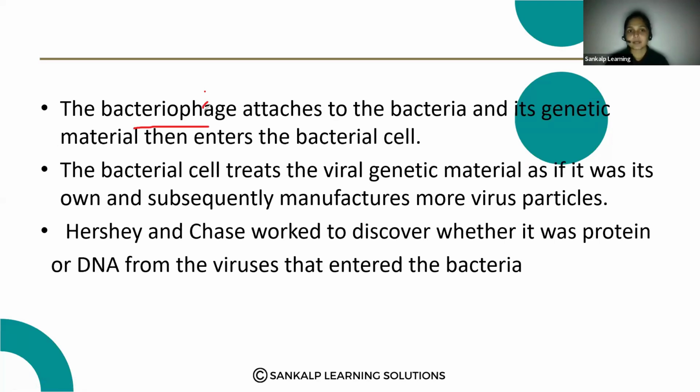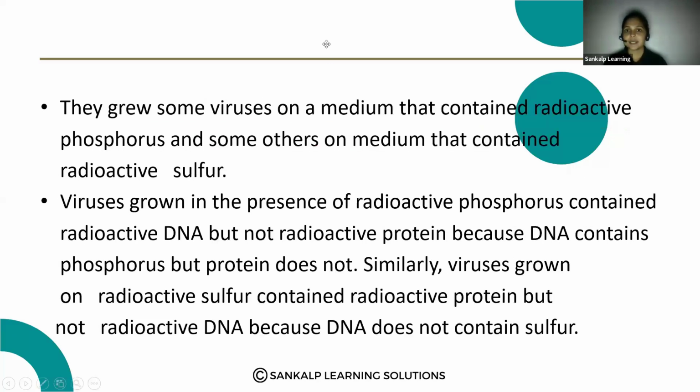The bacteriophage attaches to the bacteria and its genetic material then enters into the bacterial cell. The bacteriophage transfers its genetic material to the bacterial cell. So they use this method, and what they do is, they grow some virus in a medium that contains radioactive phosphorus, and another medium that contains radioactive sulfur. In that medium, they grow the bacteriophage virus.